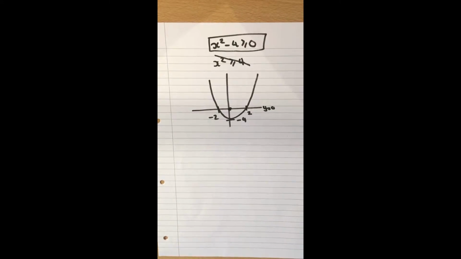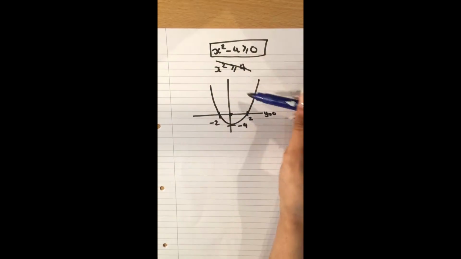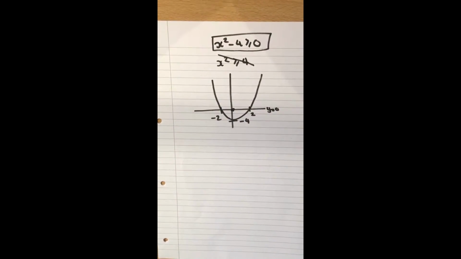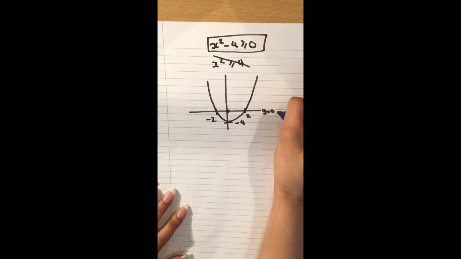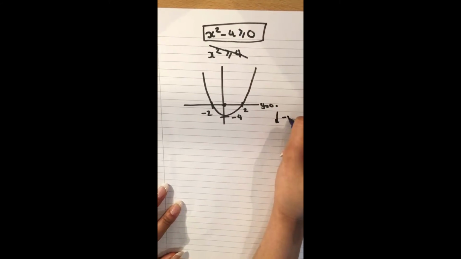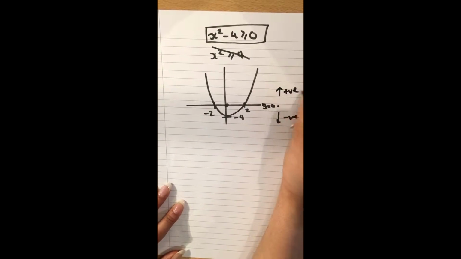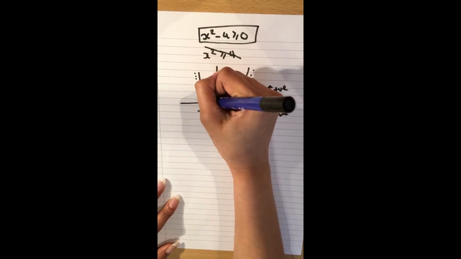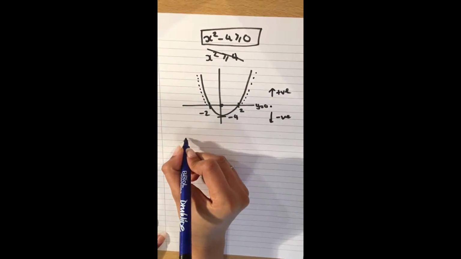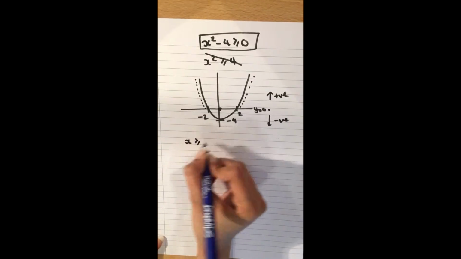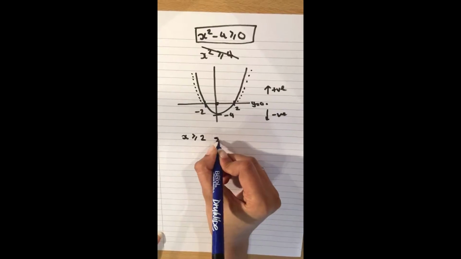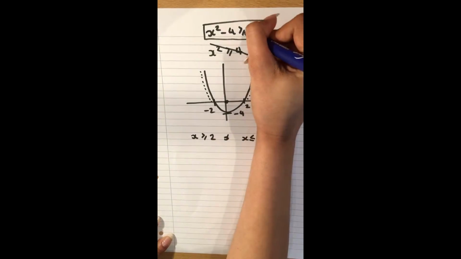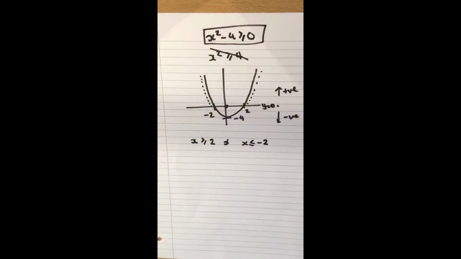Our inequality tells us that we want the graph of x squared minus 4 to be greater than or equal to 0. So that is the y value greater than or equal to 0. We can see that this is y equals 0, this is negative, and this is positive. This is where it's greater than or equal to 0. So we need all of this part and all of this part of the graph. So x is greater than or equal to 2, and the part where x is less than or equal to minus 2. Equals because it also says it wants it equal to 0.